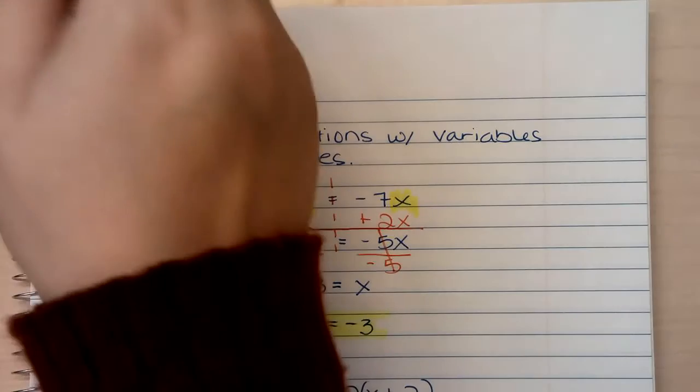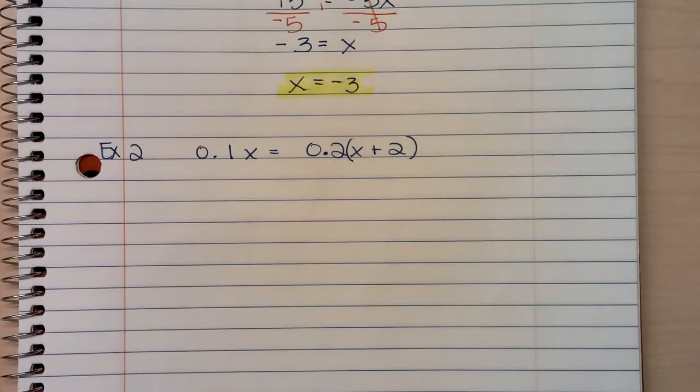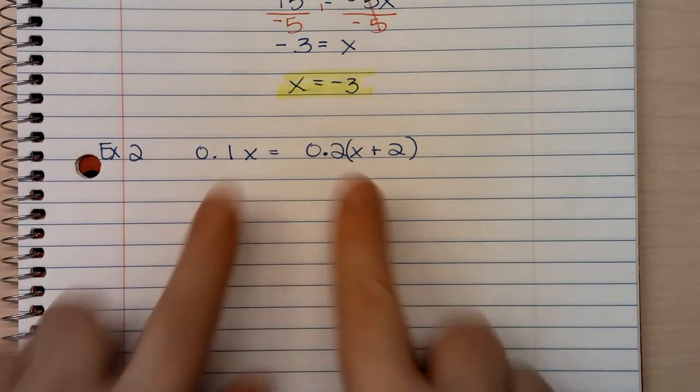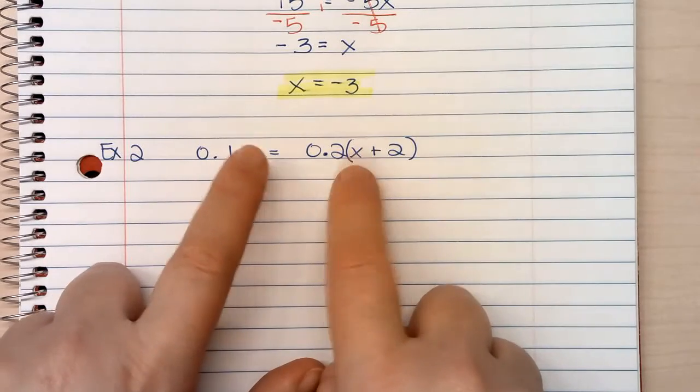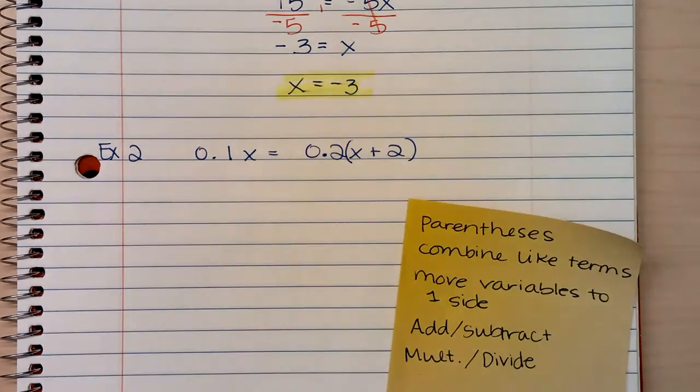Okay, so our next example has some decimals and some parentheses. So it's a little different from the last one. However, I do see variables on both sides of the equal sign. But first things first, we need to deal with our parentheses.